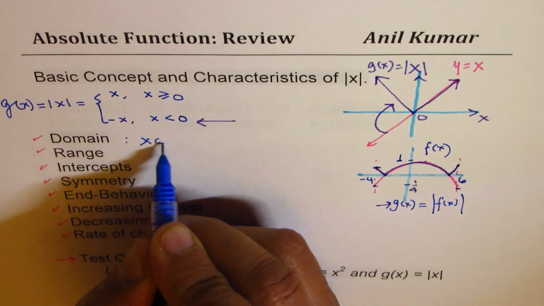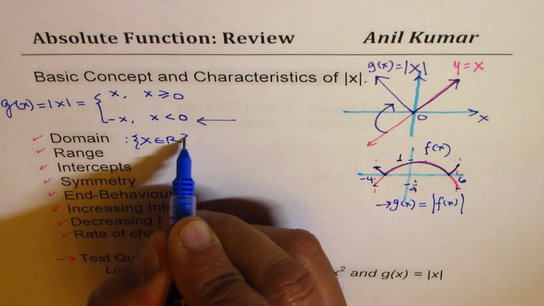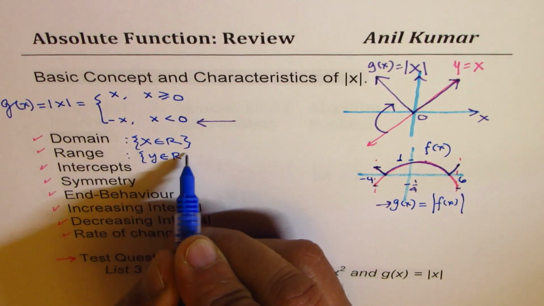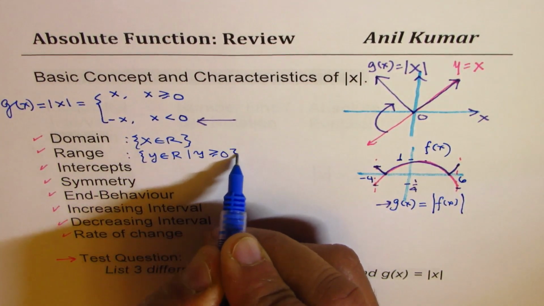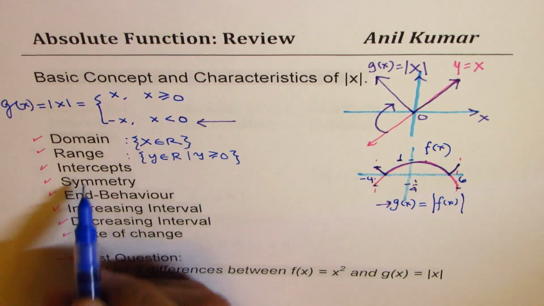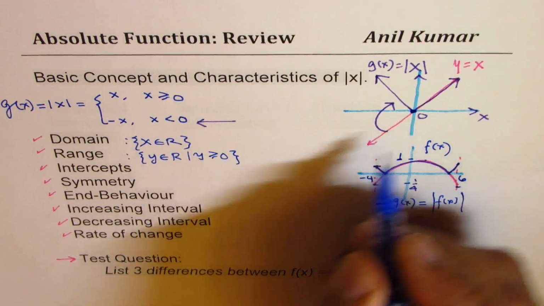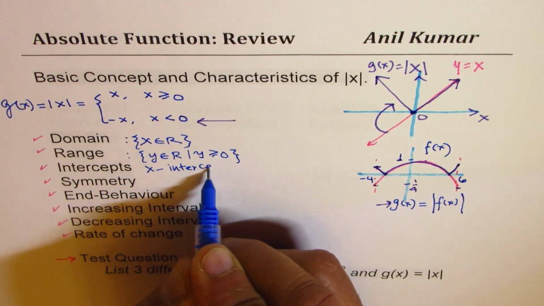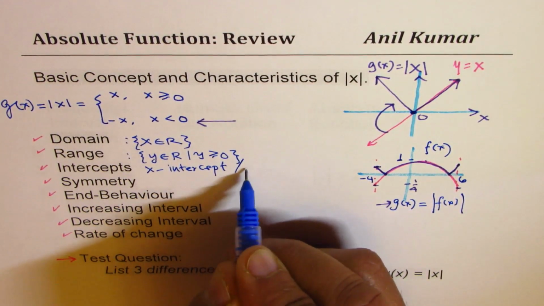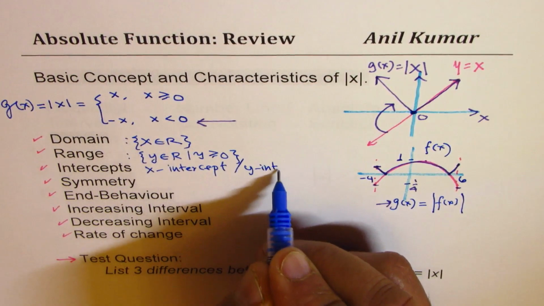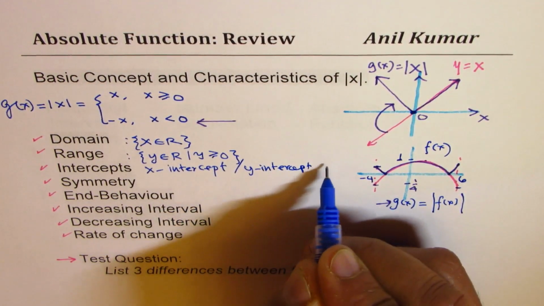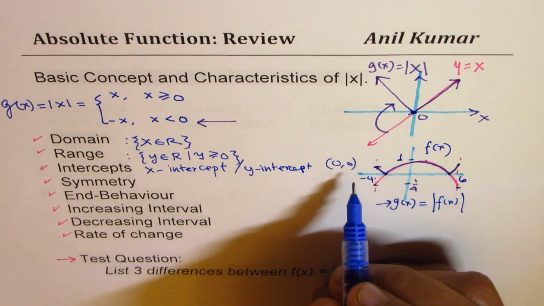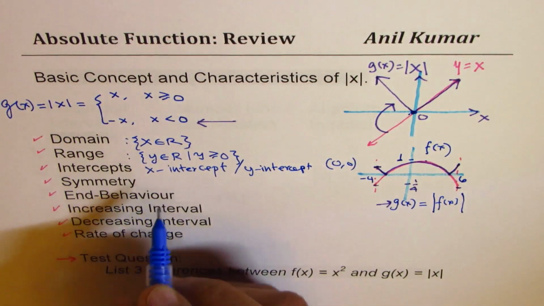Domain, as you know, x belongs to real numbers. You can put them in set notation. Y belongs to real numbers. However, y should be greater than or equal to 0. It is always positive. Intercepts. So both x and y intercepts are at origin, right? Let me write 0, 0, you understand. X equals 0, y equals 0, right? Both are at origin.